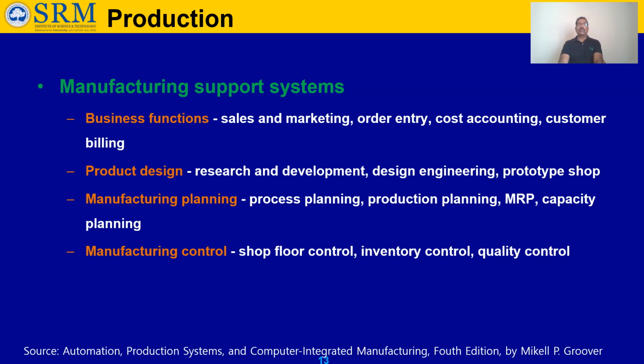Shop floor control is about how much product is going in and how much is coming out, and whether it is efficiently maintained. Expected is 1000, but coming out is 800, so where is the lag? We can analyze that. Do we have enough storage? That is inventory control, where to store. In quality control, we have to inspect, and how we are going to inspect. Everything comes under manufacturing control. So this comes under the manufacturing support system.